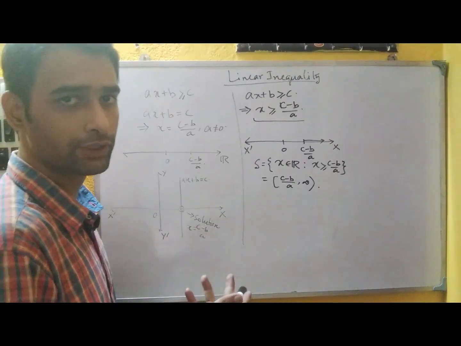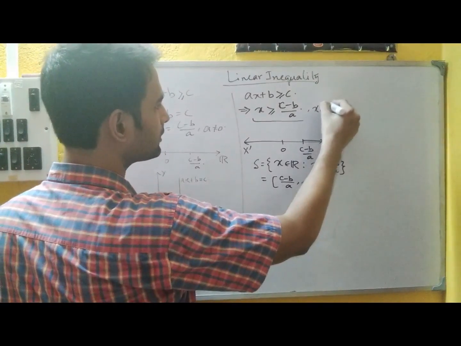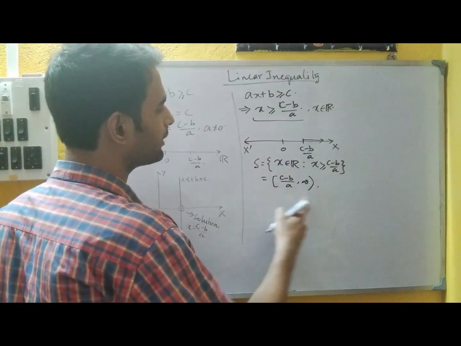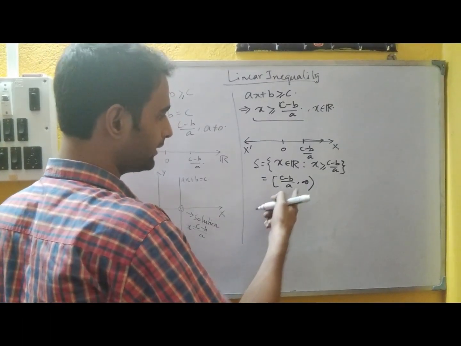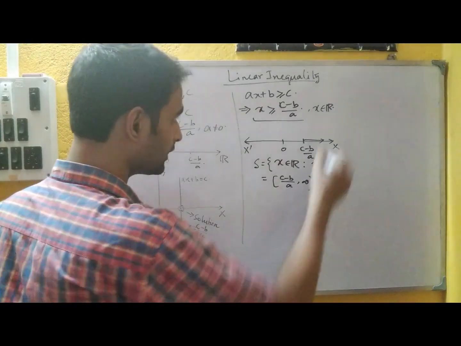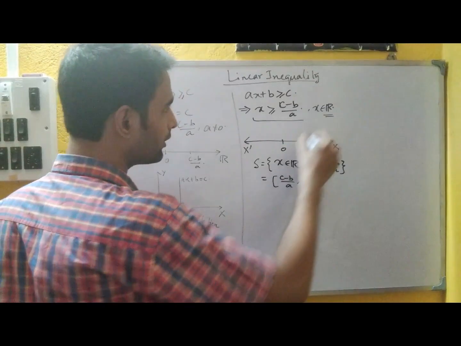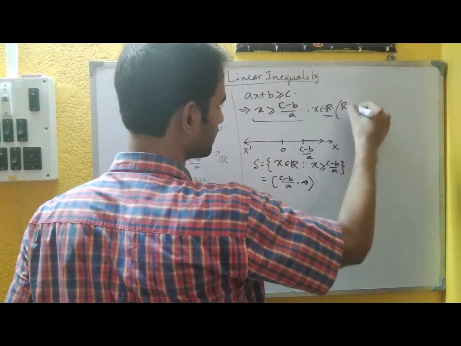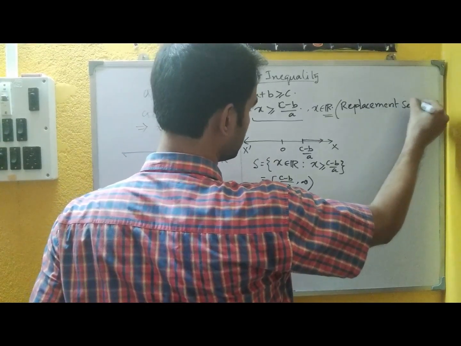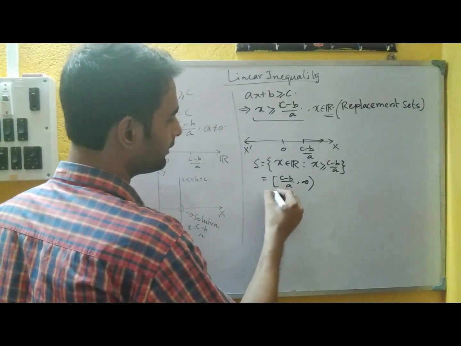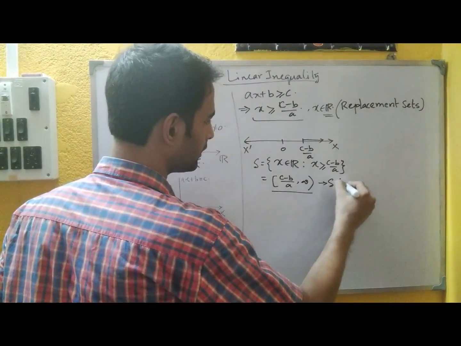And the solution mostly, if we take this x from real numbers, you will see that the solution will be a subset of the set of real numbers in interval form. The set from which we are taking the points x is called the replacement set, and the interval that we are getting as a solution is called the solution set.